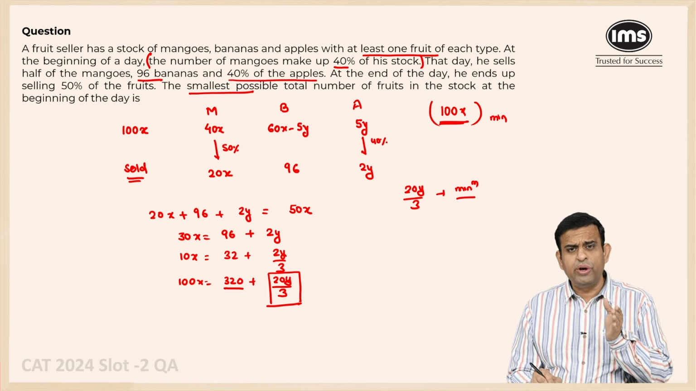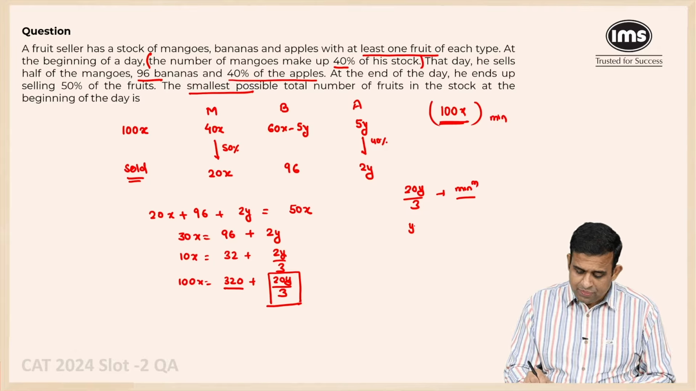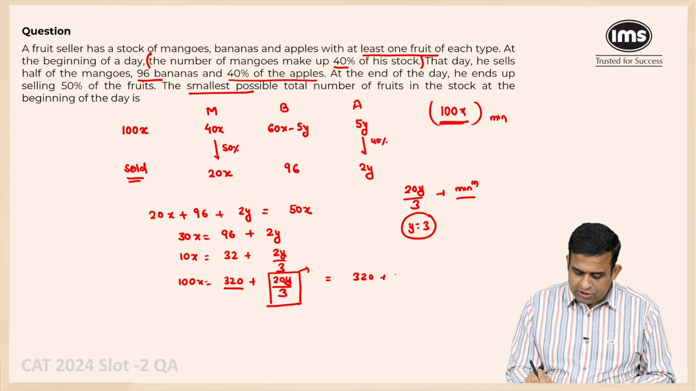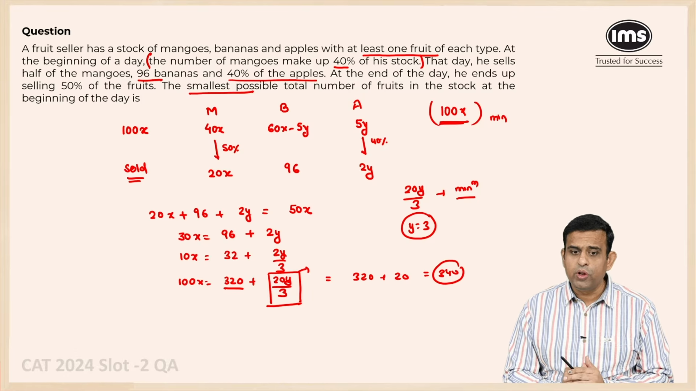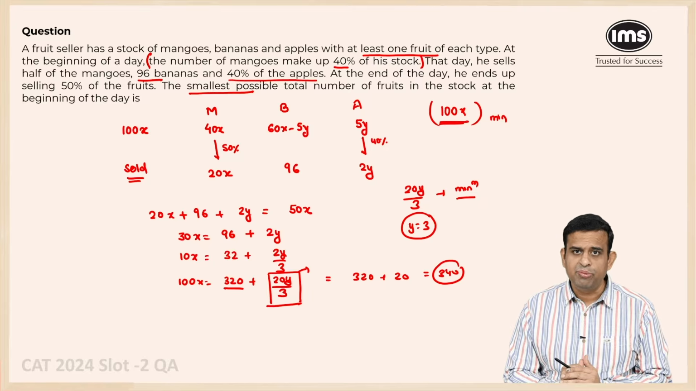So if I focus on the term 20y by 3, this is going to be minimum for y equals 3. So if y is equal to 3, then this particular term will become nothing but 320 plus 20, which is 340. Hence 340 is the smallest possible total number of fruit in the stock at the beginning of the day. Hence 340 is the answer for this particular question.